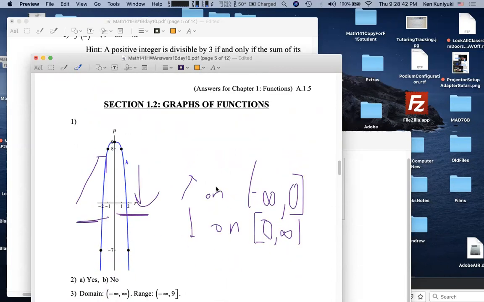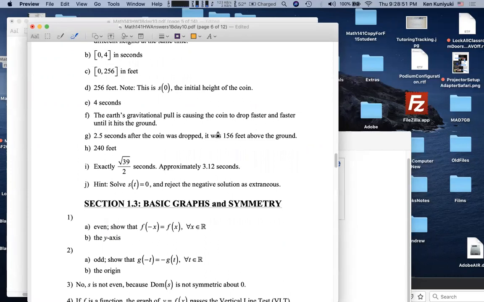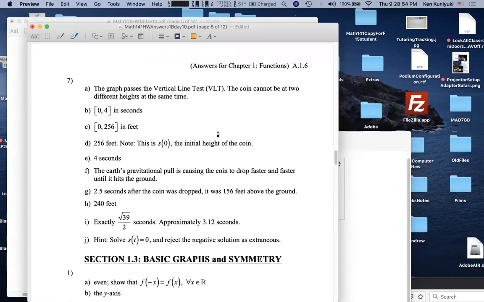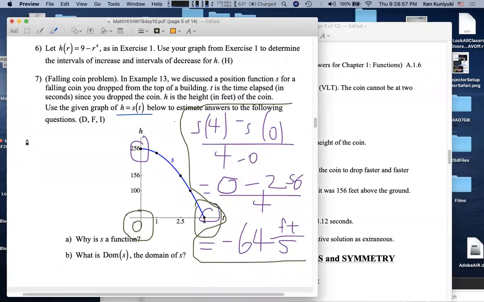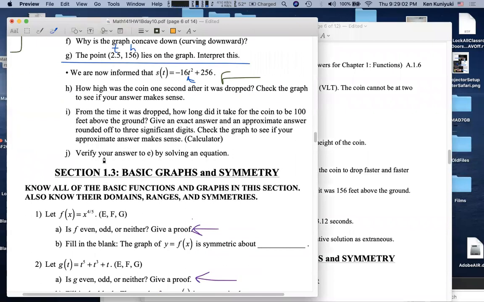Wait, what? 1, 2, 6, and then 7i and 7j. All right. Okay, so let's see, 1.27i, 7j. All right, these here, right?